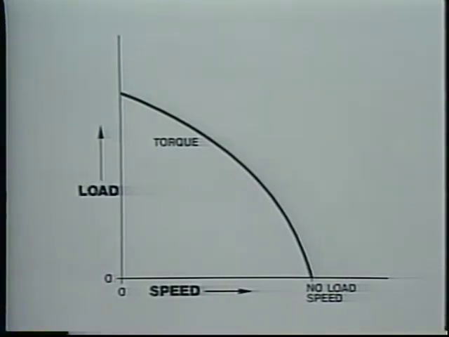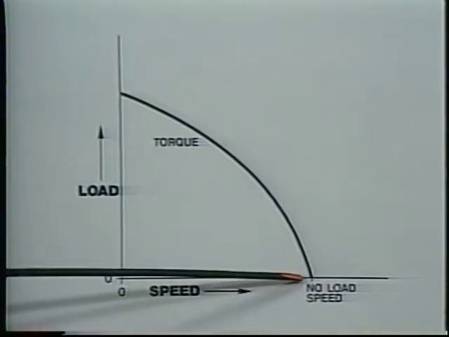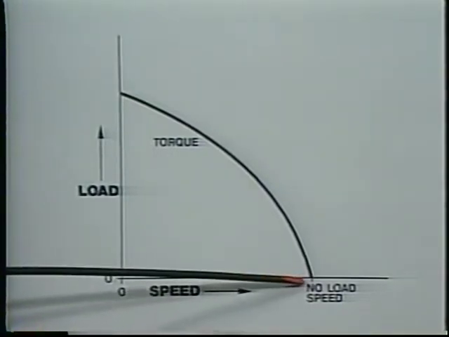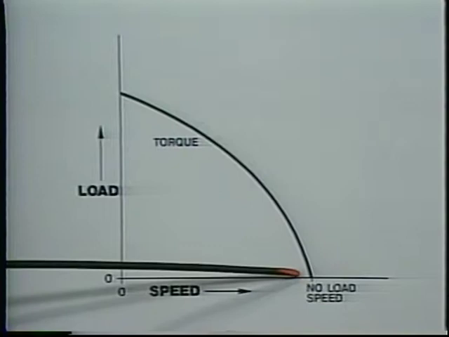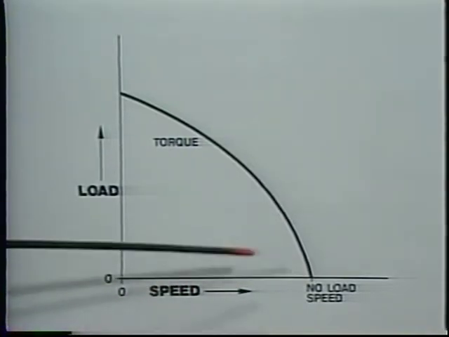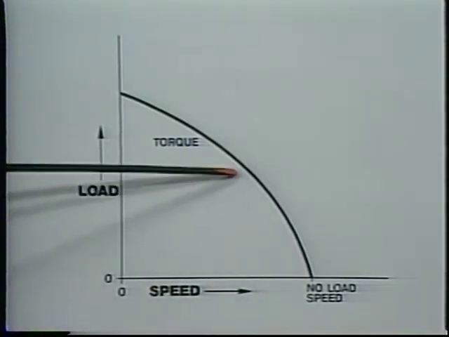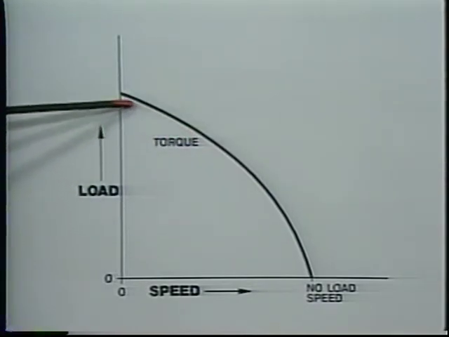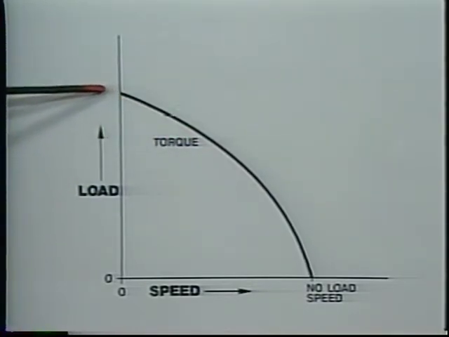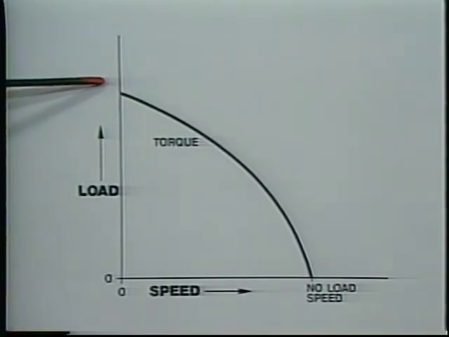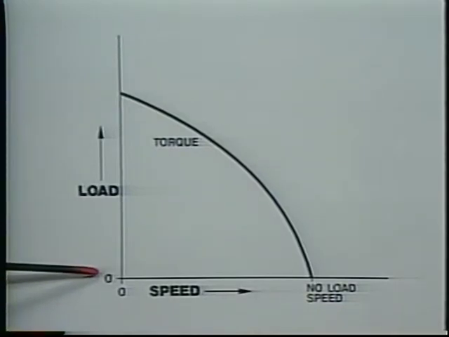Notice how load torque is 0 at the motor's maximum or no-load speed. As the motor is loaded, speed drops and torque rises to meet the demands of the load. But there is a limit, of course. A particular size motor can exert only so much torque. If a load requires more than a motor's maximum torque capability, the motor will stall.